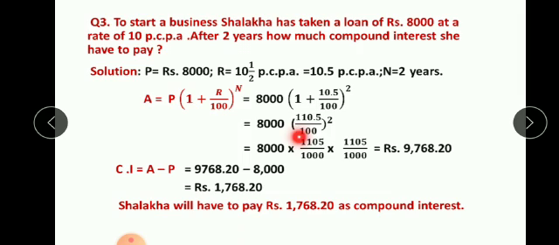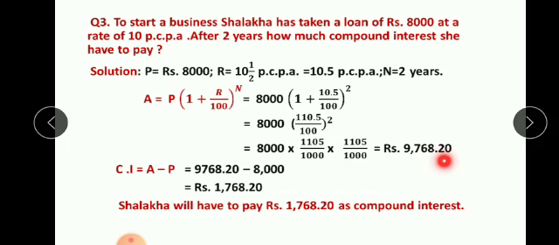So we have 1,105 upon 1,000. How many times? 2 times. Multiply it with principal amount, that is 8,000. So after cancellation what you will get? Rupees 9,768.20. This is your amount.